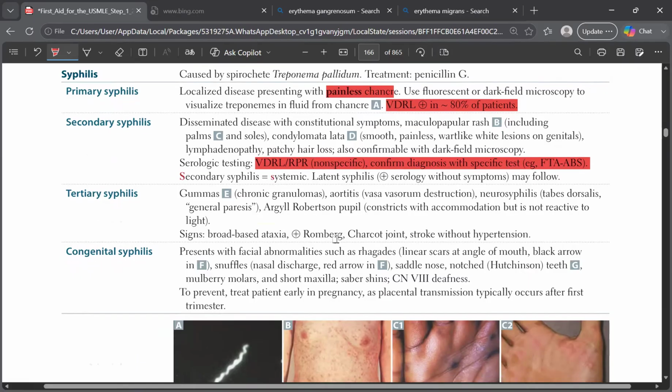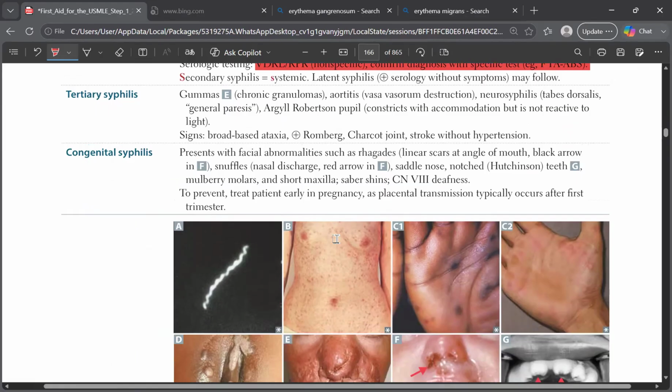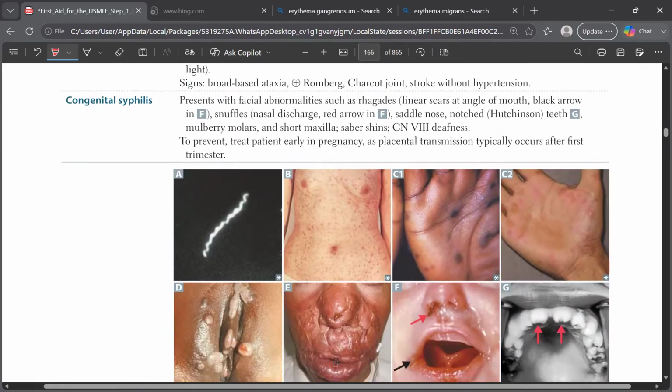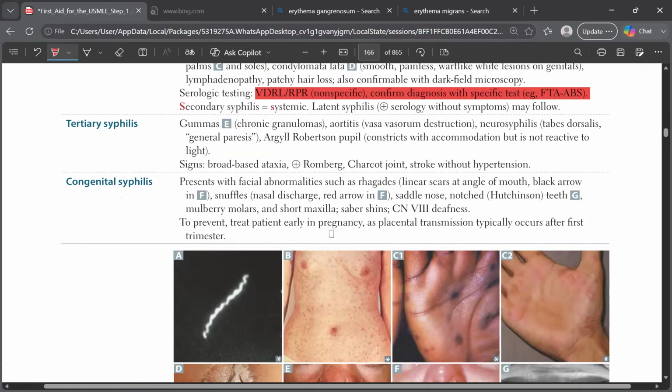Then we have tertiary syphilis, gummas, which are chronic granulomas, shown in this diagram. These right here. Aortitis, vasa vasorum destruction, neurosyphilis, tabes dorsalis, and general paresis. Argyll Robertson pupil constricts with accommodation but is not reactive to light.